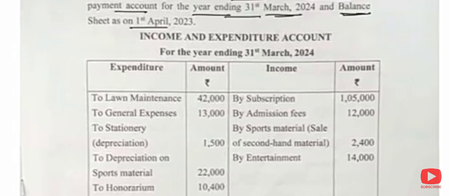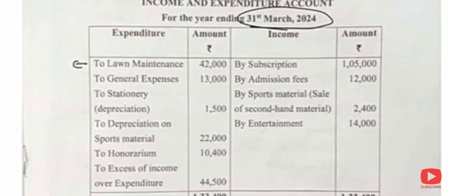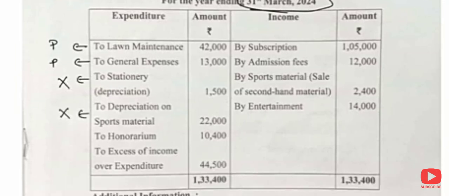Understand this. Income and expenditure account is given. Lawn maintenance will go into payment. General expense will go into payment. Stationery depreciation will not go to receipt and payment account. Depreciation is non-cash. Depreciation on sports material will not go into receipt and payment account. Honorarium will be going into payment. Surplus will go into the balance sheet, so it's not going to bother us.